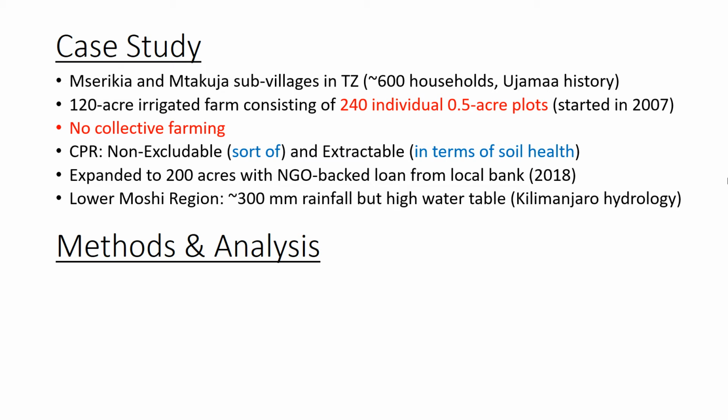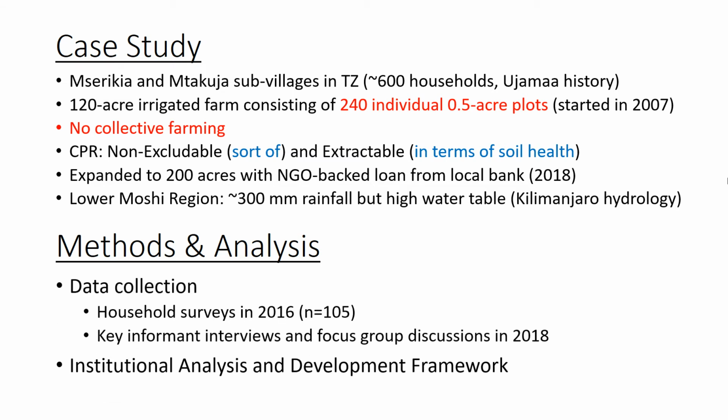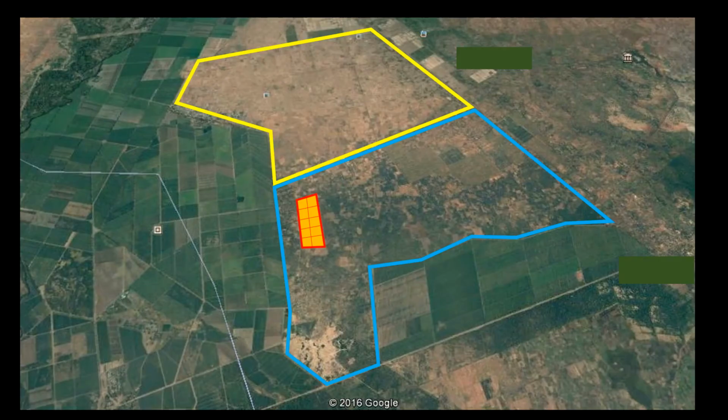The farm was expanded recently with the community taking a loan. So far, they've made every single payment. And it's important to notice that it's part of the wider Kilimanjaro hydrology, which means it rains a lot up in the mountains, but it is quite dry in the lowlands. But it still has a very high water table, which is also why the sugarcane farm is able to be there. We collected data in 2016 and 2018, and we use an IAD framework in our analysis. The red square is where the farm is located within these two communities.